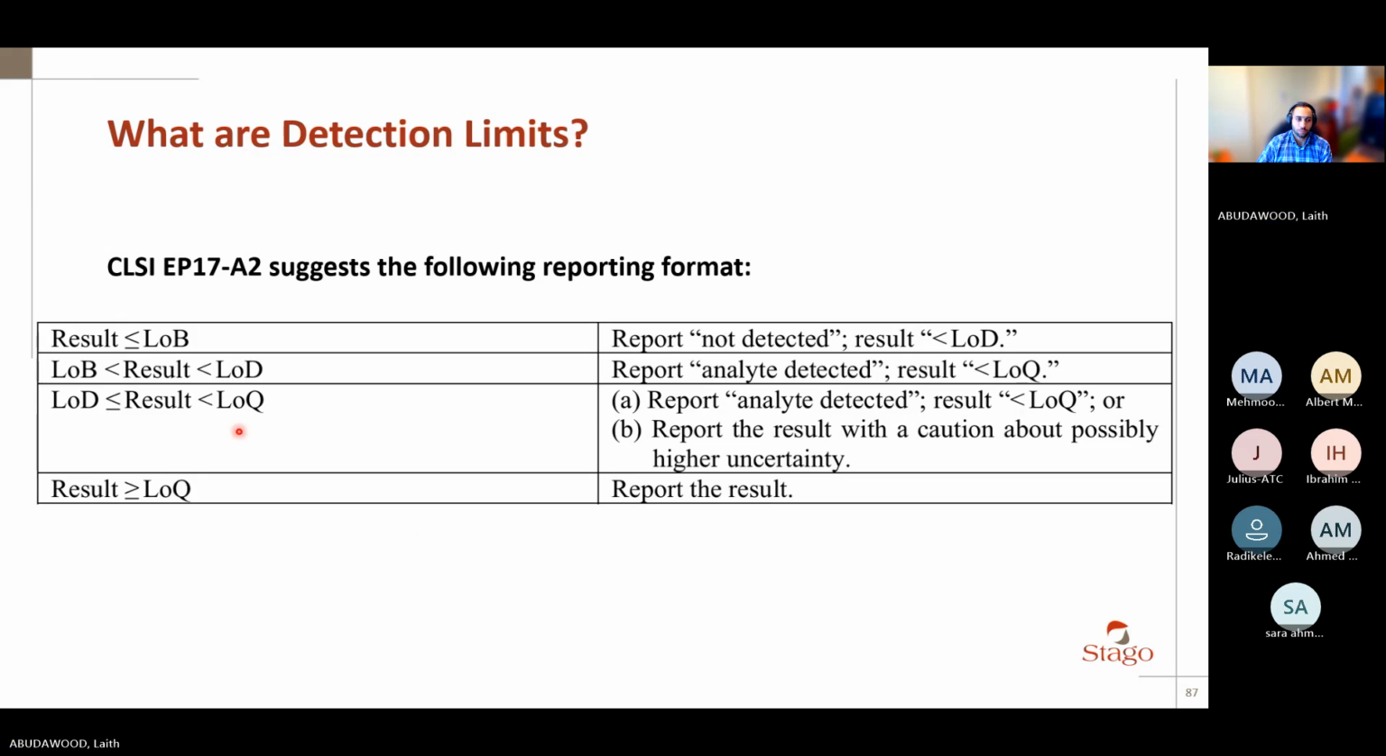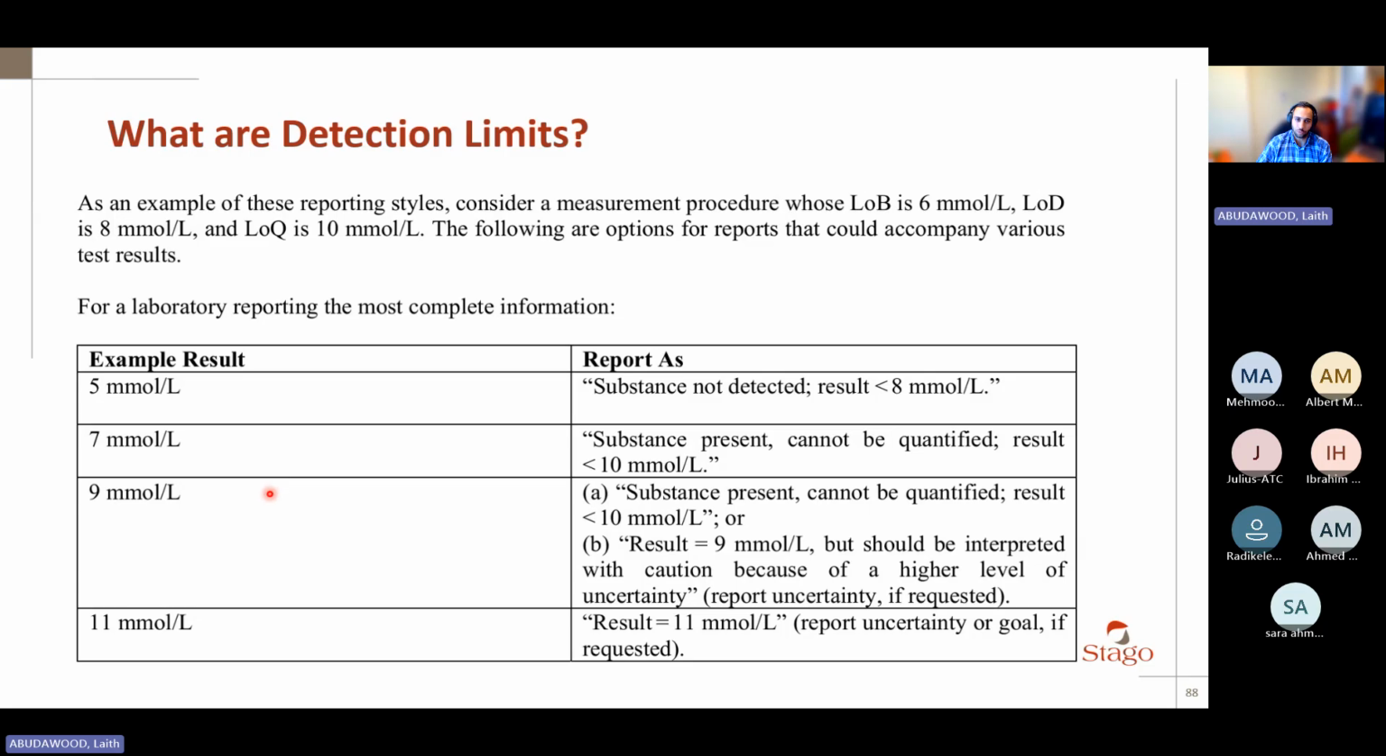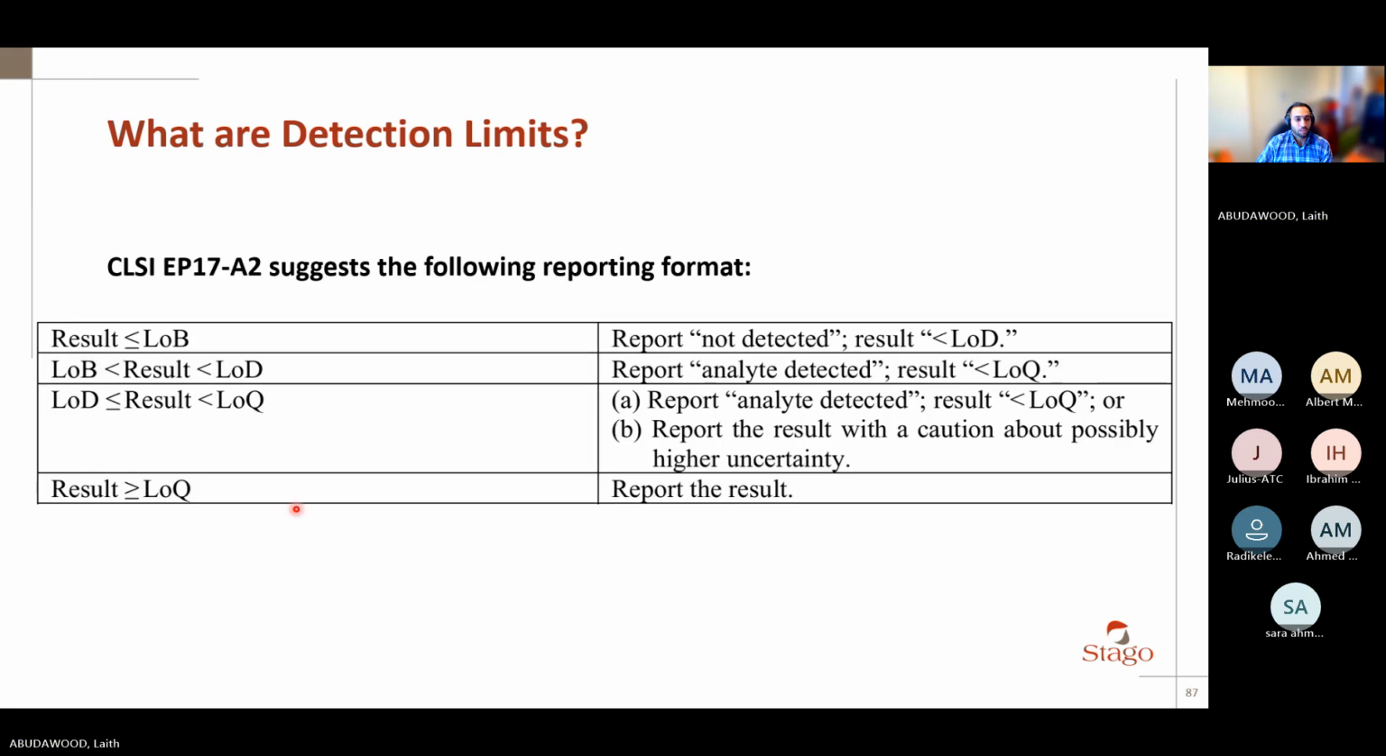So this is the table from CLSI. You have different reporting formats in CLSI. They tell you that you can report in this way or you can report in that way. It depends on what the customer wants. So, for example, if the result is less than the limit of blank, I say that the result is not detected. Even if you get a number, I don't care. As long as it's below the limit of blank, the result is negative.